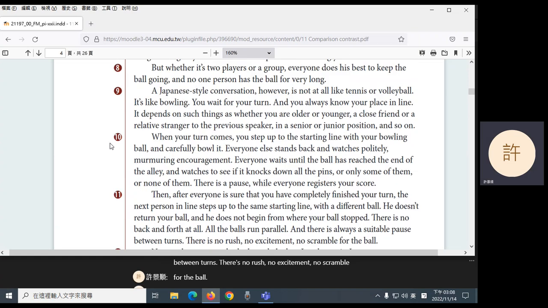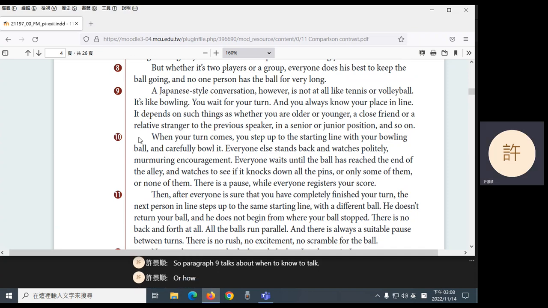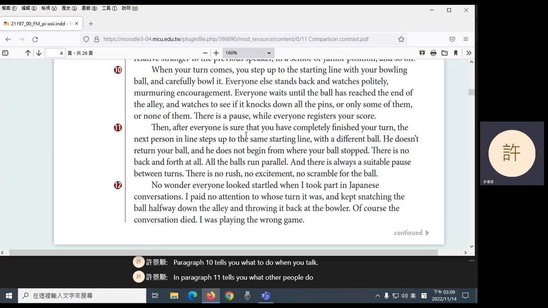So paragraph 9 talks about how to know when to talk. Paragraph 10 tells you what to do when you talk. And paragraph 11 tells you what other people do when you talk, and what happens when the next person talks. And at the end of paragraph 11, the author compares the Japanese style back with Western style. There's no rush, no excitement, no scramble for the ball.